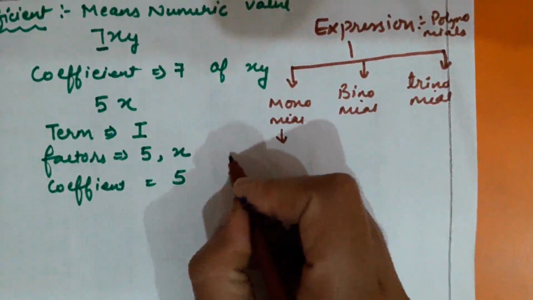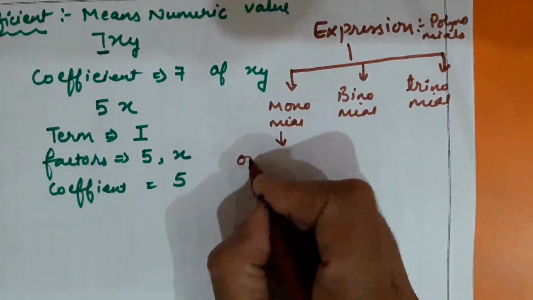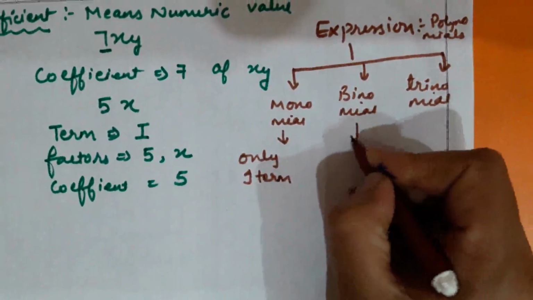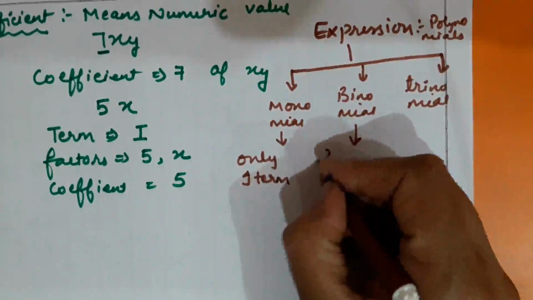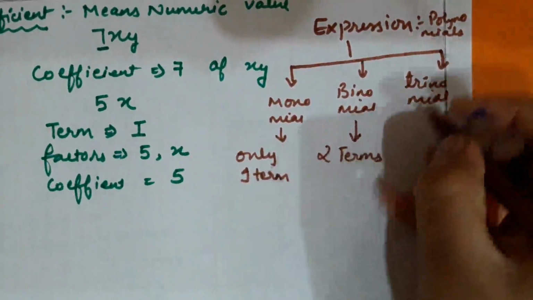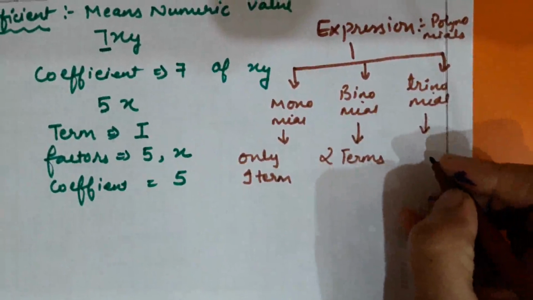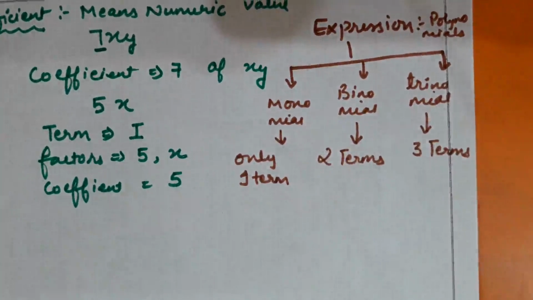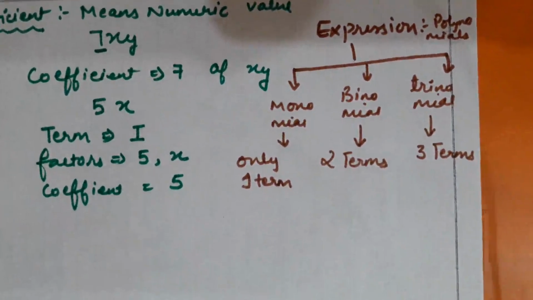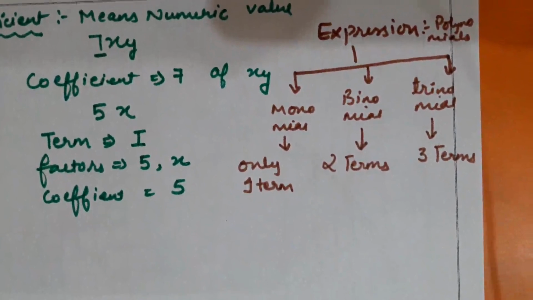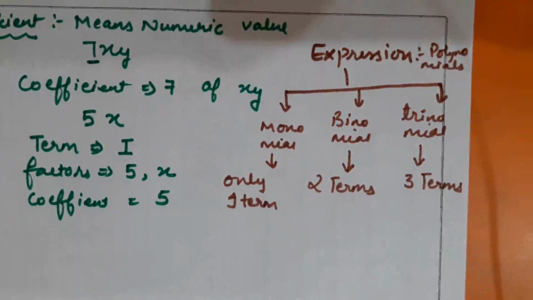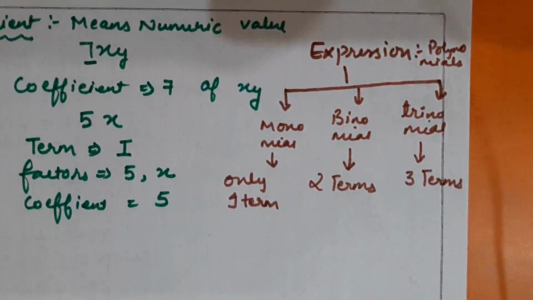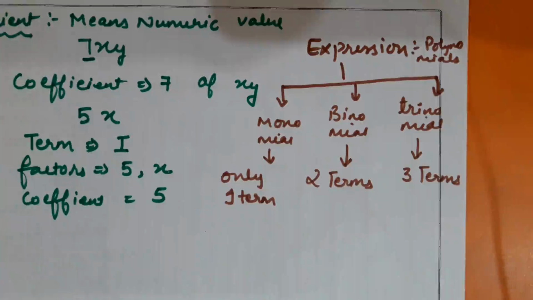Monomial means those expressions which are having only one term. Binomial means those expressions which are having 2 terms. And trinomial means those expressions which are having 3 terms. Again I am repeating: monomial having only one term, binomial having 2 terms, and trinomial having 3 terms.